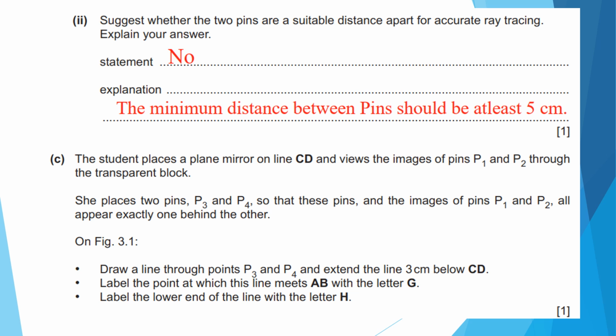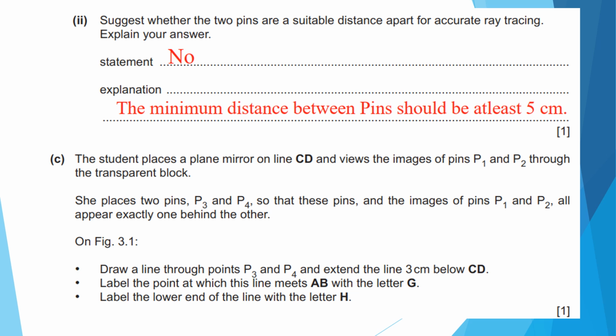On figure 3.1, draw a line through points P3 and P4 and extend the line 3 centimeters below CD. So this first part, you have to draw a line joining the P3 and P4 points. The line should touch P3 and P4, and the extended line should be exactly 3 centimeters below CD.